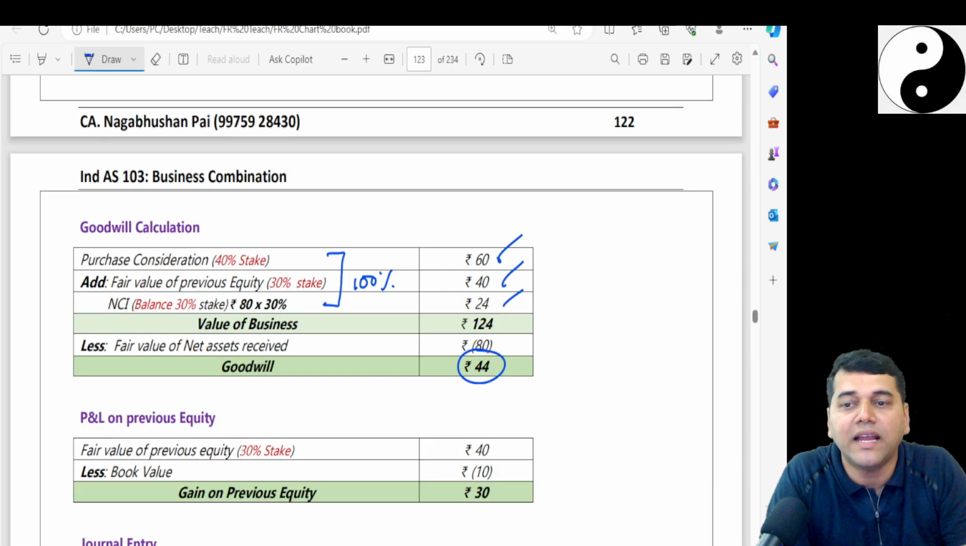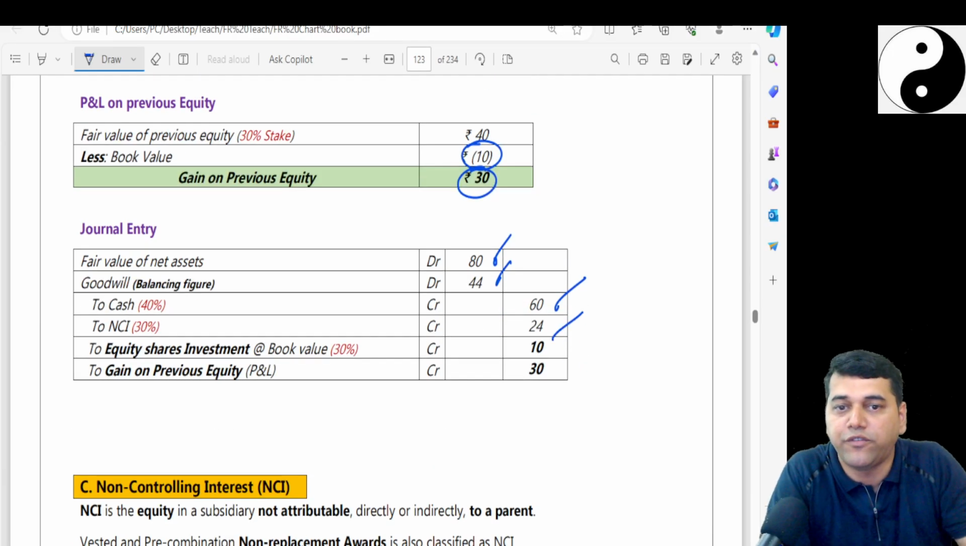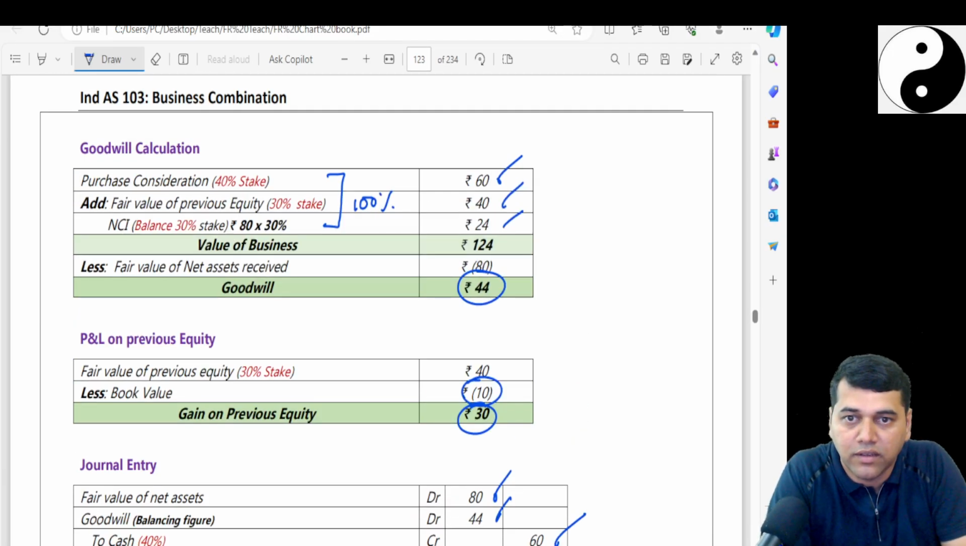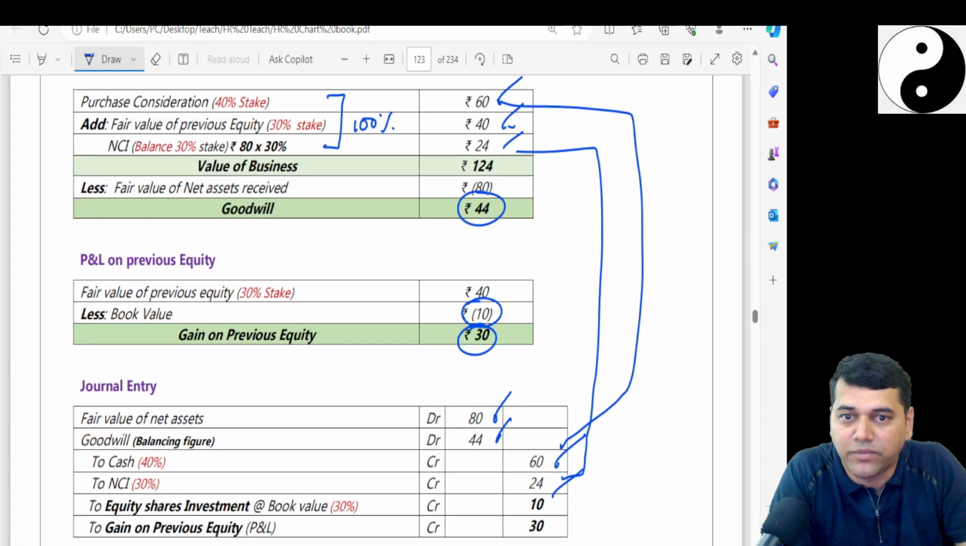Now, previously held equity, you made a gain. How much? Its book value is 10. What goes out is 10. And what you considered for your goodwill valuation was 40. So, 30 is your gain. So, the journal entry will be net assets 80, goodwill 44, cash 60, NCI 24. And if you see here, it's the same thing. Cash 60, NCI 24.